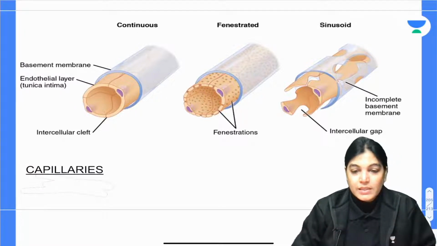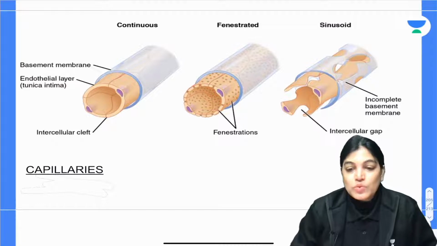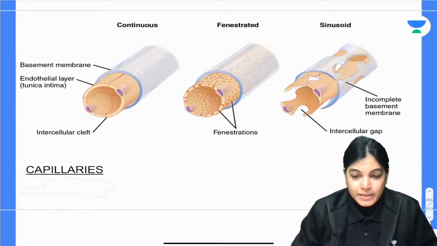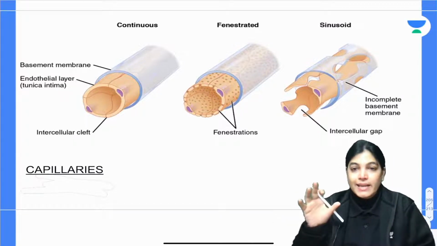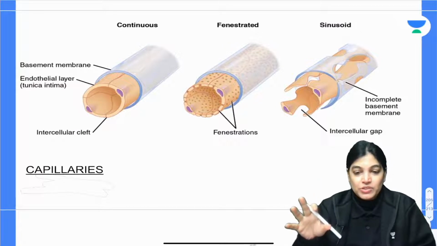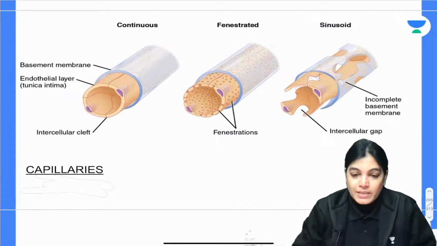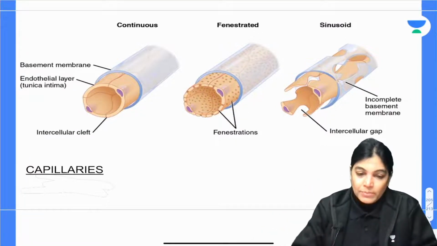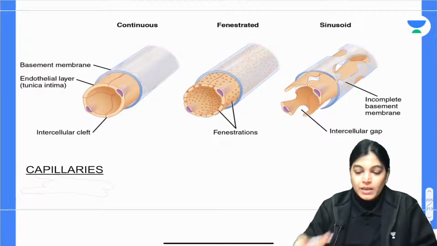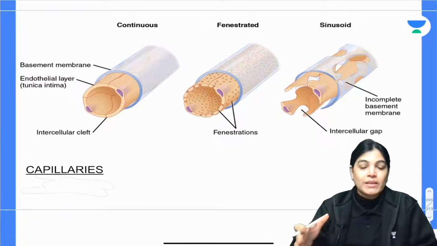Okay. So yes, arterioles break down into smaller blood vessels, that is capillary. So they will act as exchange vessels, having a dimension of 7 to 9 micrometers. Okay, so that is about capillaries. Let me come to the types of capillaries afterwards.